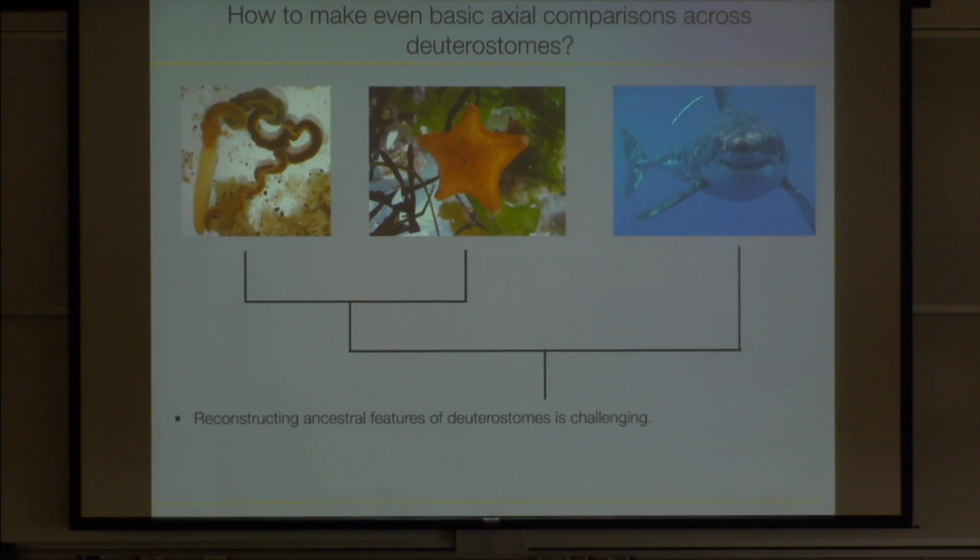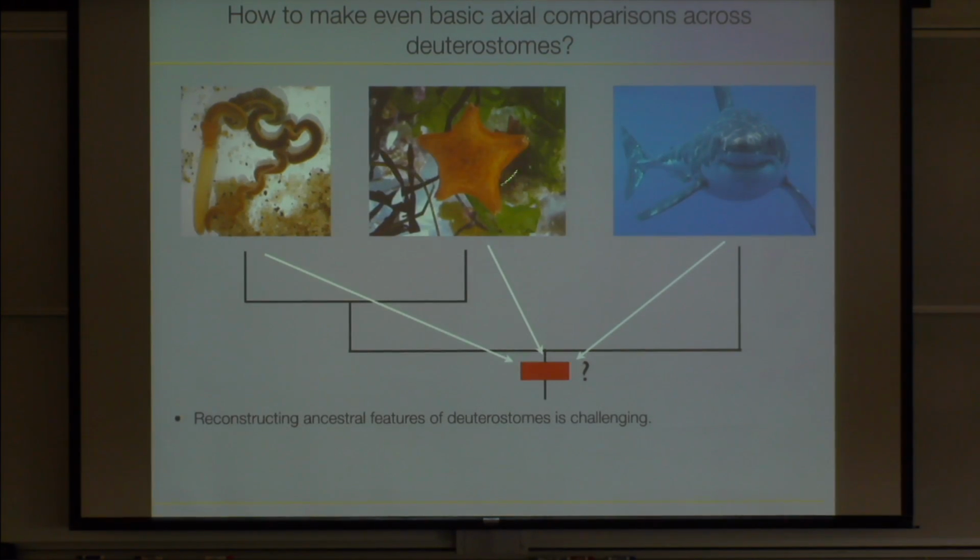Because we're so fascinated by vertebrates, we generally ignore the body plans of other Deuterostomes. And so if we want to understand the early origin of Deuterostomes, then we're left with some pretty challenging body plans to work with. So how do you make even a basic comparison between the hemichordate and a vertebrate? Where is the head in the hemichordate? How does that compare to the anterior region of the brain of a vertebrate?